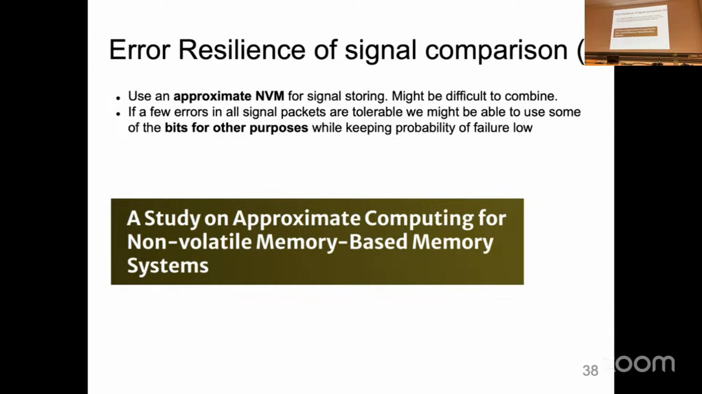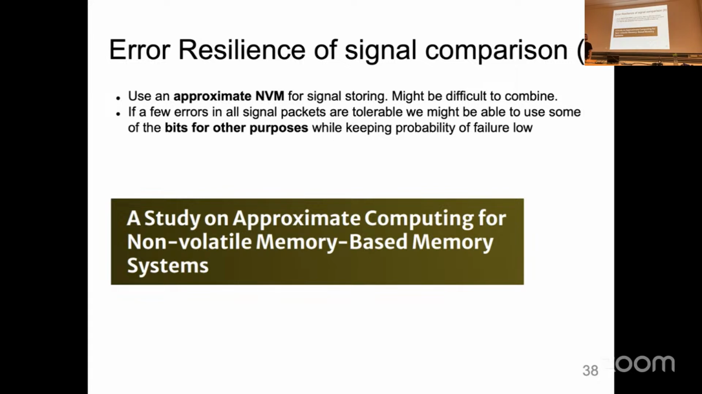And then some less concrete ideas. So I thought maybe if a few errors in all signal packets are tolerable, which they kind of suggest, then we may be able to use some of the bits for other purposes while keeping the probability of failure low. But there, of course, the question is, if we say we can tolerate 10 bits and we use 5 for something else, what if we use 5 correct bits and just throw them away? Can we still tolerate this amount of error? How does this change the probability of a total failure in the signal comparison?